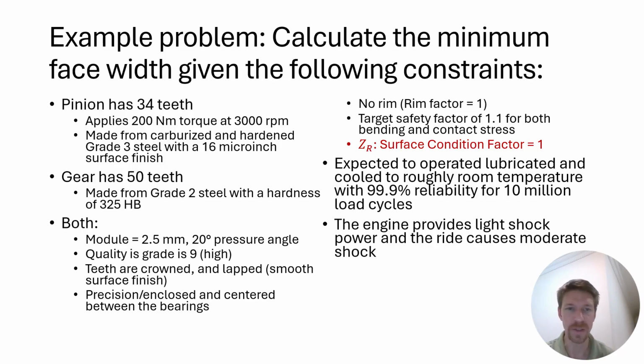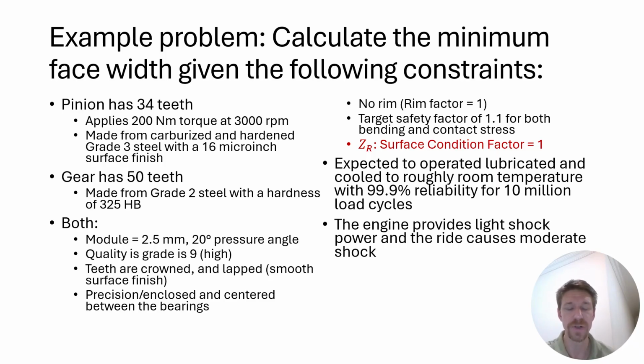We got some information about the material. It's carburized and hardened, grade 3 steel. So it's got a surface hardening that's been done to it. The gear, on the other hand, has 50 teeth and it's through hardened from grade 2 steel with a hardness Rockwell B of 325. Both the gears have a module, of course, of 2.5. They have to have that to interface with one another.